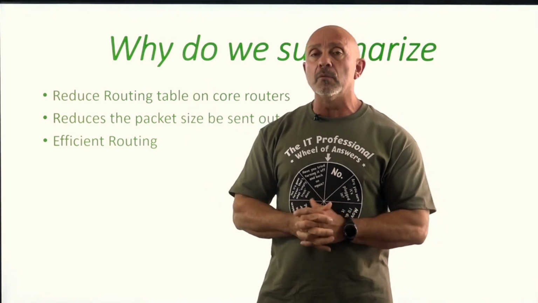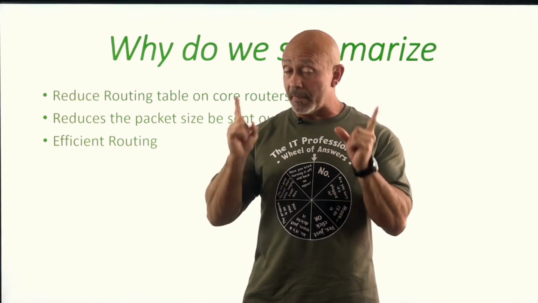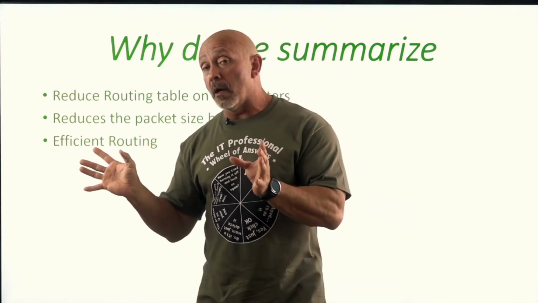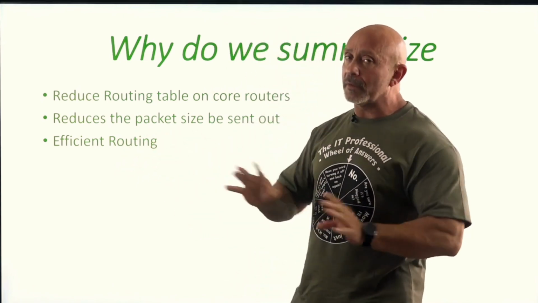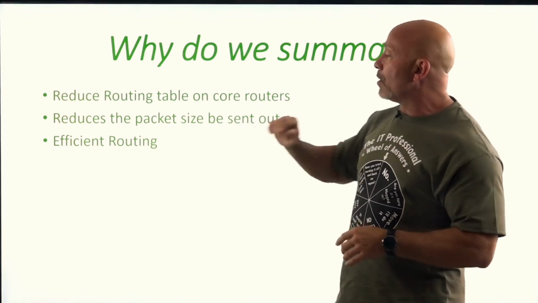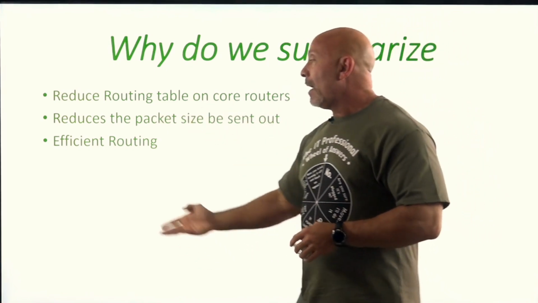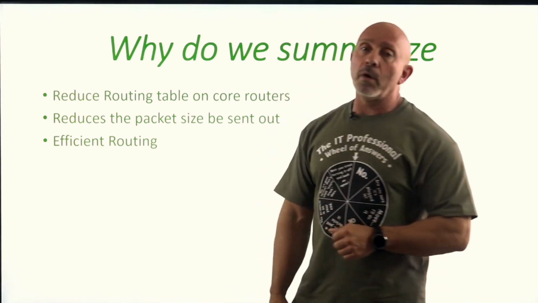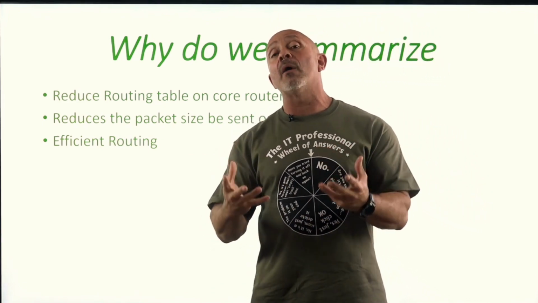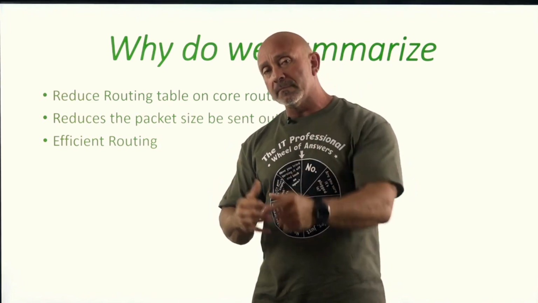The routing table will come down tremendously, and that's just going to make it more efficient, because remember, core routers pass information across fast. That's why we don't mess around with core routers. So not only is it going to reduce the routing table on the core routers, it's going to reduce the packet size. It doesn't have to send all these different things, and your routing will be more efficient. So that is the reason, that is why we summarize. So I'll see you in the next one. We'll get to it.